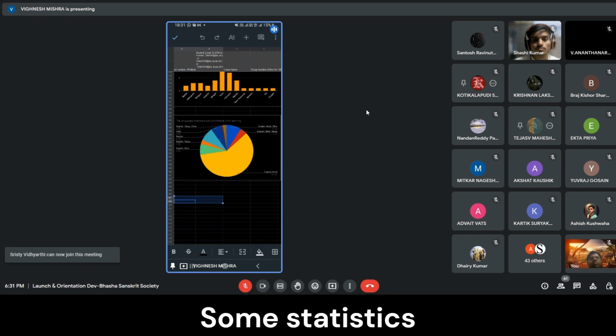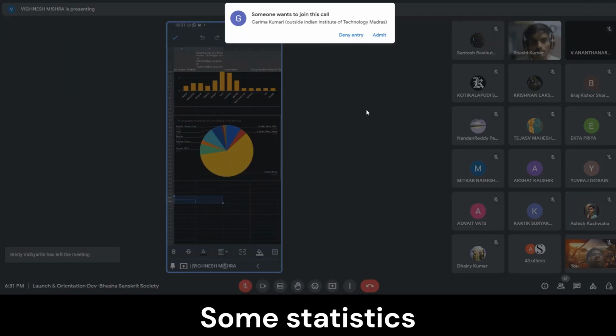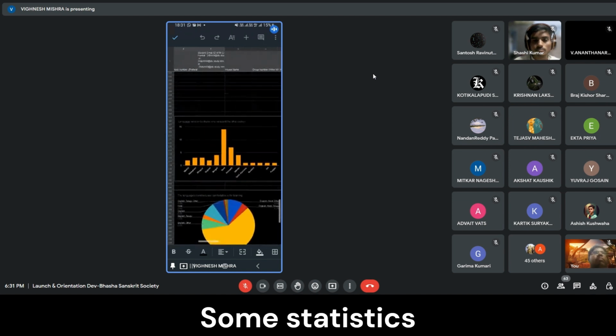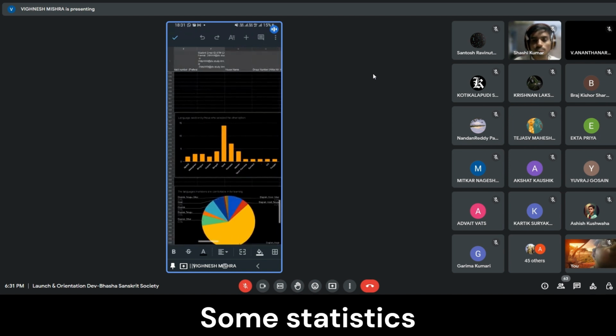Then we have English and others 6.8%, English itself 8.4%, English Telugu 2.5%, Hindi 6.8%, 0.8% English Telugu and other, English, Hindi, and Telugu 4.2%.